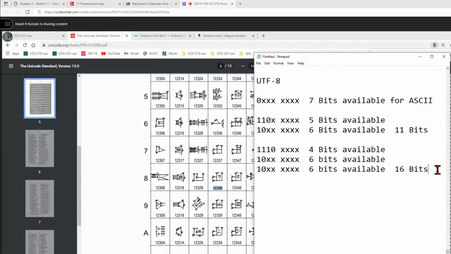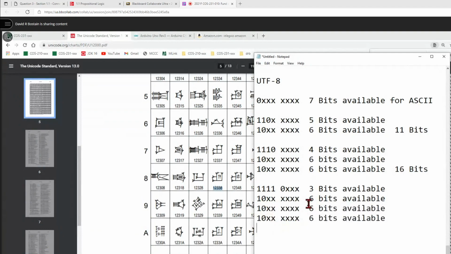Well, I still haven't gotten 21 bits. What's going to happen if we do another one of these? Where we say 1111, we'll get 3 bits here. Six bits here. Spelled that wrong every single time. And of course, it says I'm going to have 4 bytes. So 1, 2, 3, 4. 6 is 18, 19, 20, 21. That's handy. So in 4 bytes, I can encode the biggest possible character in Unicode.